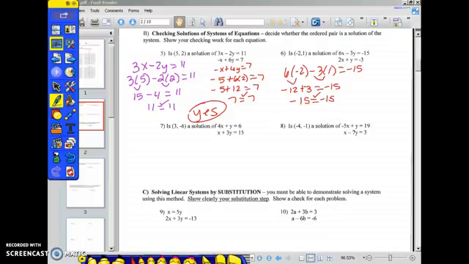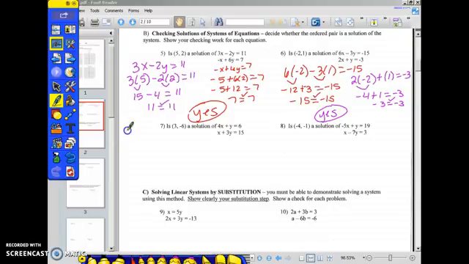Our second equation, we have 2 times x plus y equals negative 3. 2 times negative 2 is negative 4. And negative 4 plus 1 is negative 3. That does equal negative 3, so yes, that is a solution.